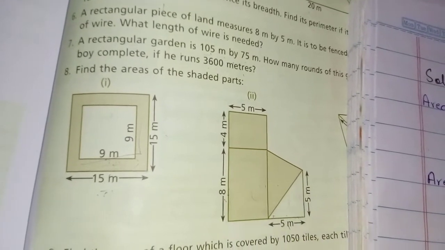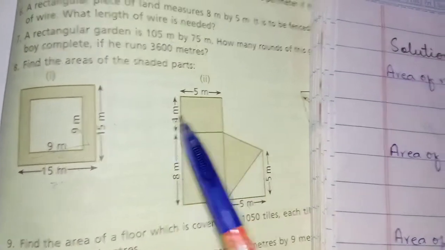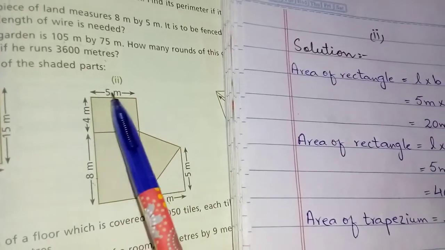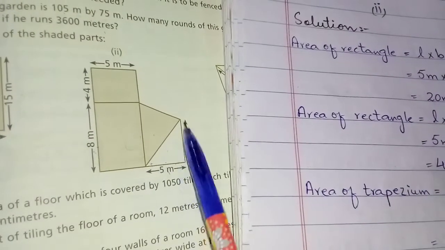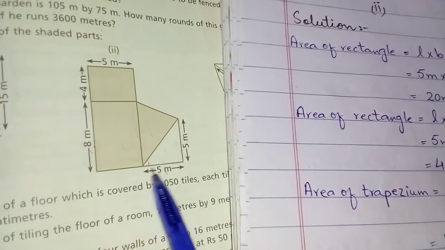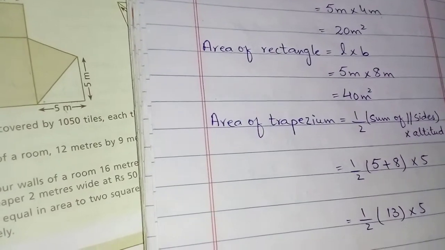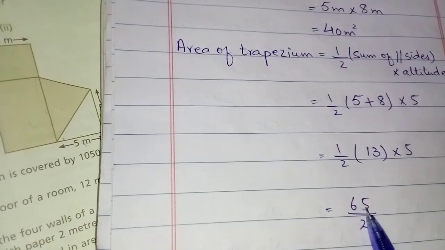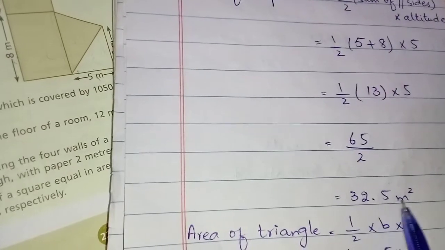Area of this rectangle is equal to length multiplied by breadth, 5 multiplied by 4, that is 20 meter square. Area of this rectangle is 5 meter multiplied by 8 meter, that is 40 meter square. Area of the trapezium is 1/2 the sum of parallel sides, 5 plus 8, multiplied by the altitude 5. 5 plus 8 is 13, 13 multiplied by 5 is 65, and 65 divided by 2 gives 32.5 meter square.